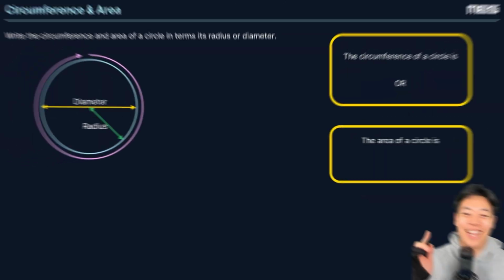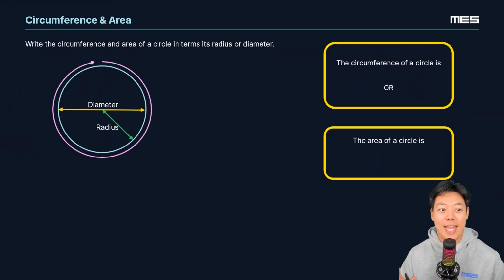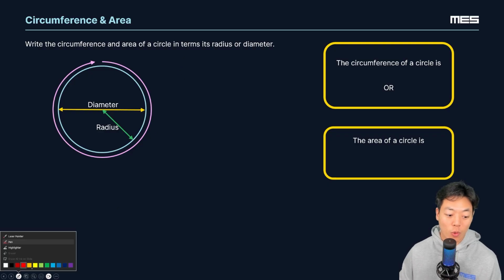Now it's time to lock in. I'm about to cover everything you need to know about circles on the SAT. Let's start with the basics, circumference and area. Let's write the circumference and area of a circle in terms of its radius or diameter.